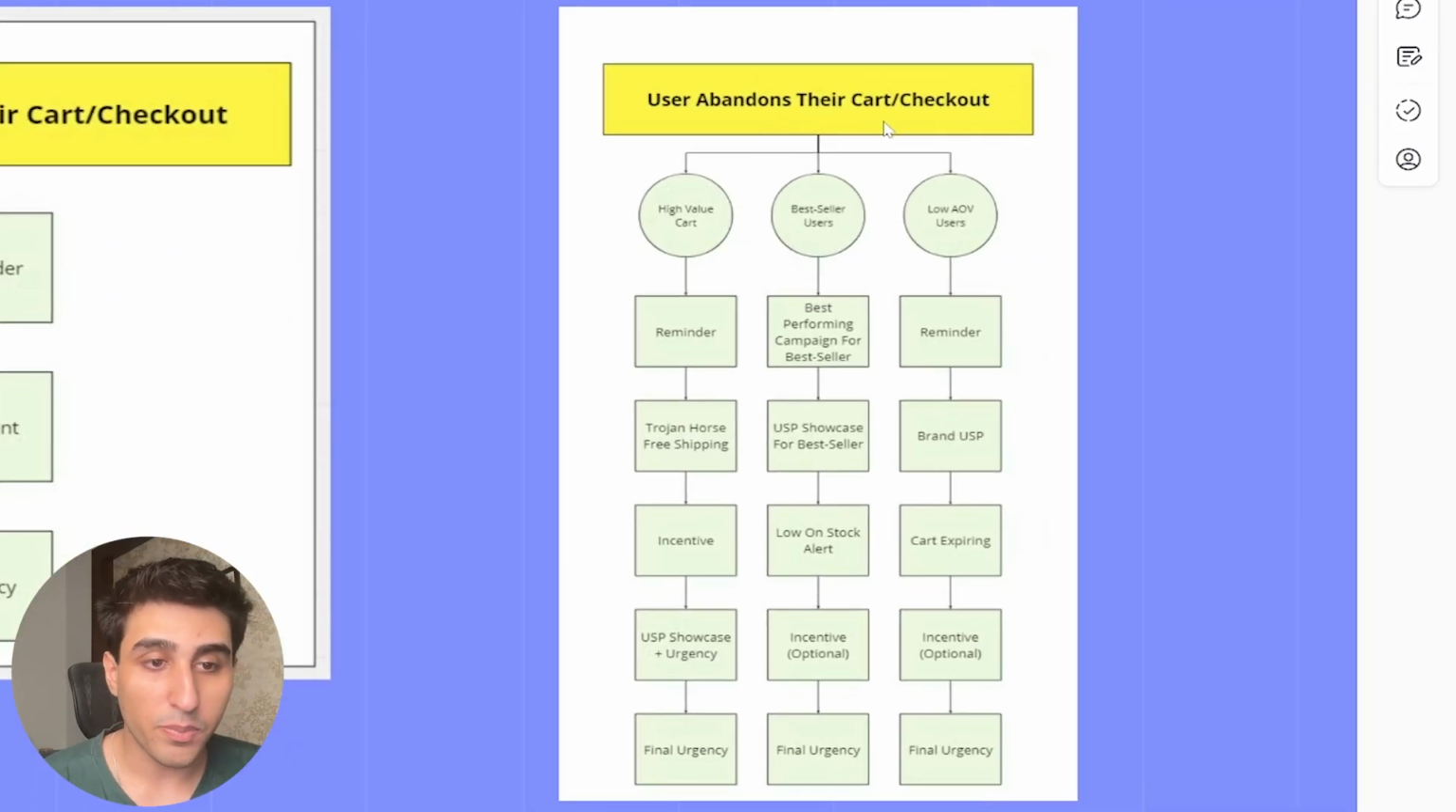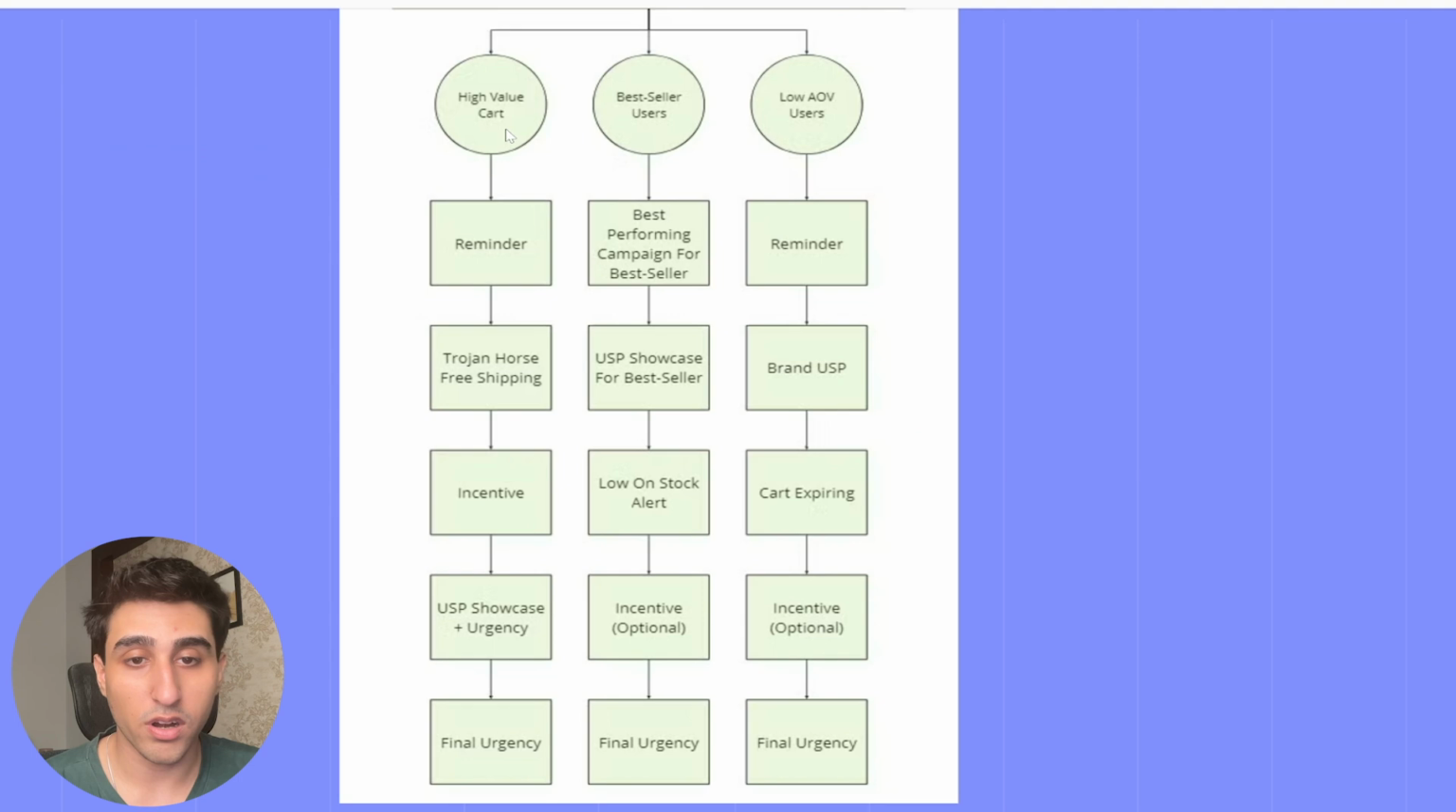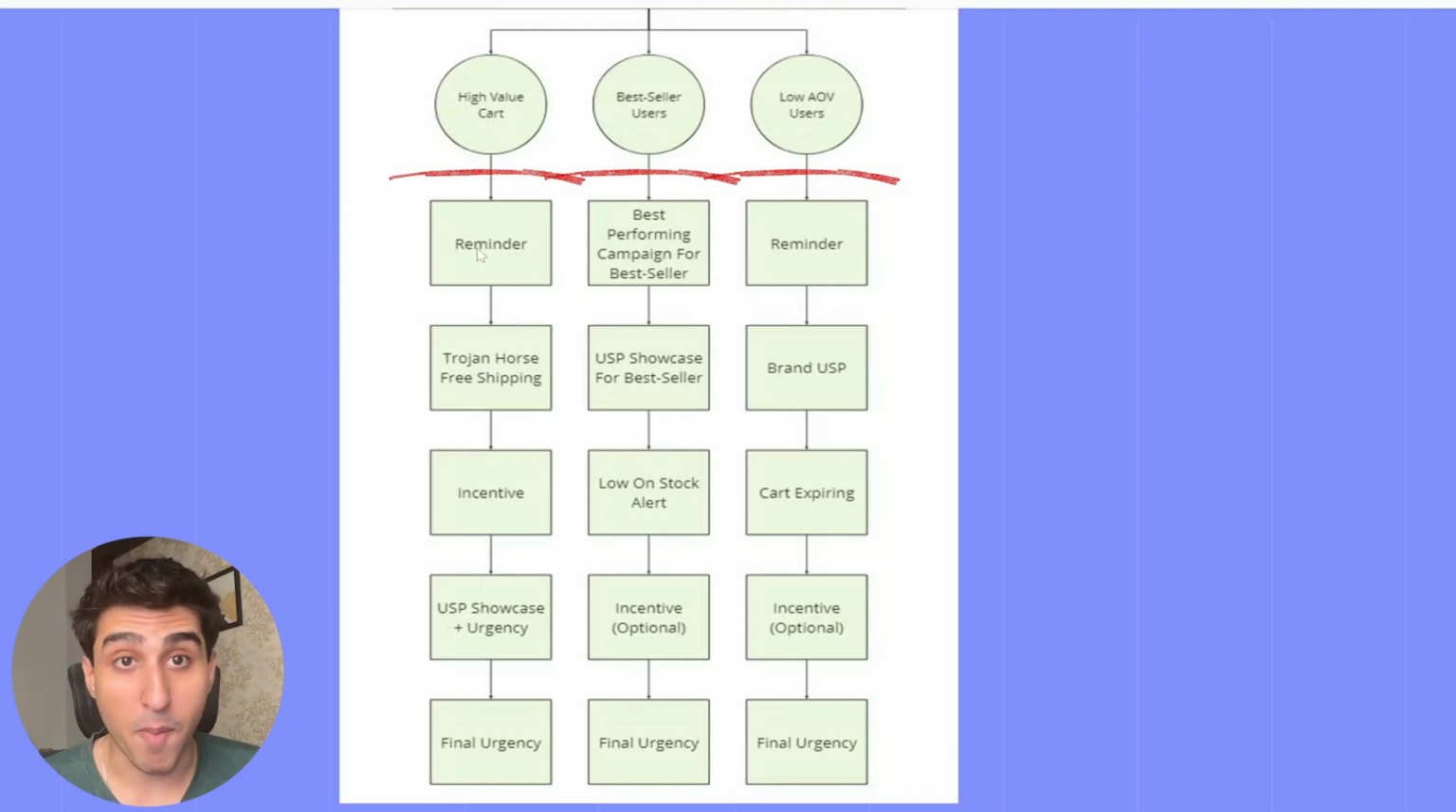As you can see, user is abandoning their cart, and then they're getting thrown into 3 different categories. Let me actually show it to you while zooming it in. So there are 3 different categories: high value cart, then there's the best sellers, and then there's people with low average order value, right? Now the people who have high value cart, we're reminding them first. Then we're sending them a Trojan horse free shipping. This is basically by offering them free shipping when in reality they already qualify for it. So you're not offering them something extra. I'm gonna explain how to do this later.